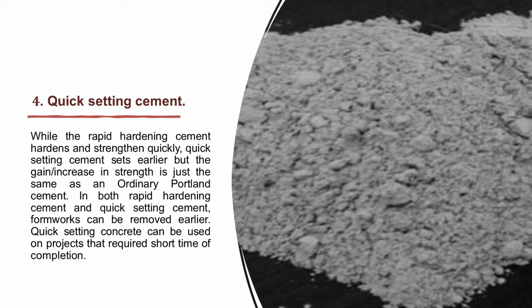Yung quick setting cement naman ay mabilis din siyang tumigas, katulad ng rapid hardening cement. Kaso yung gain ng strength niya ay katulad lang ng OPC, na maaabot lang niya in just 7 days. Unlike sa rapid hardening cement ay 3 days lang. Tulad din ng rapid hardening cement, hindi ginagamit sa mass concrete construction itong quick setting cement.